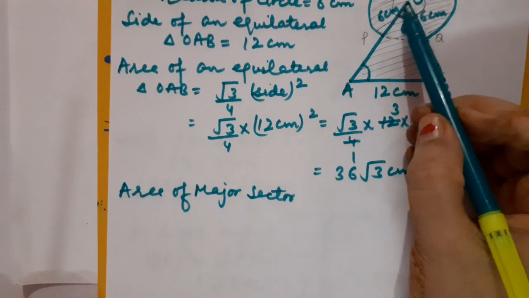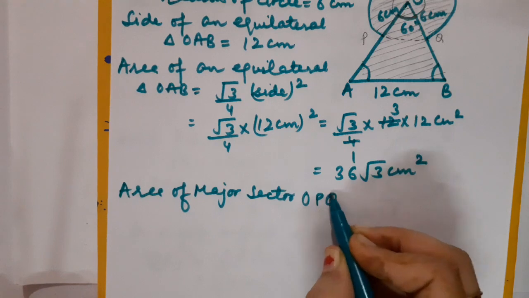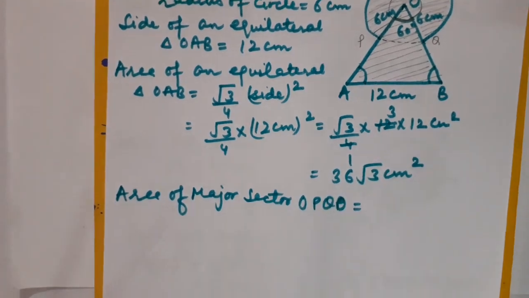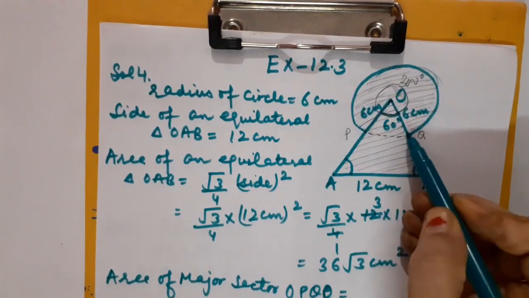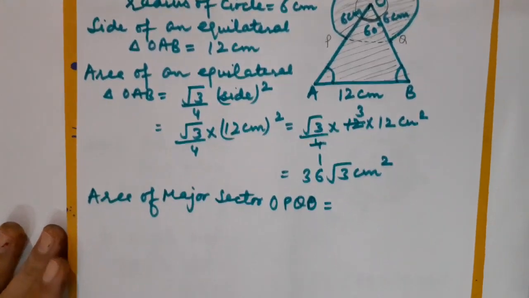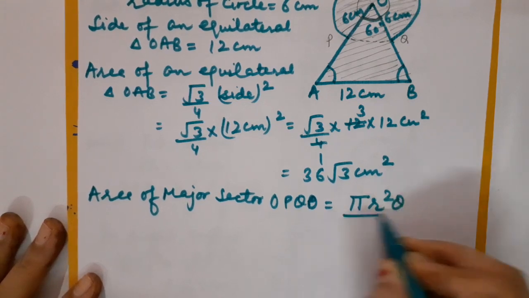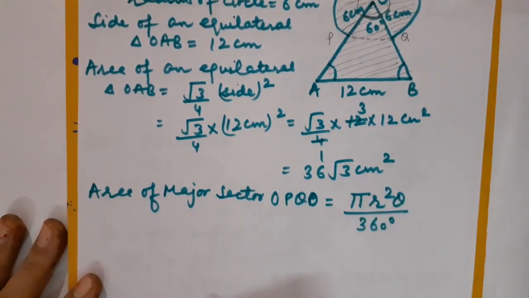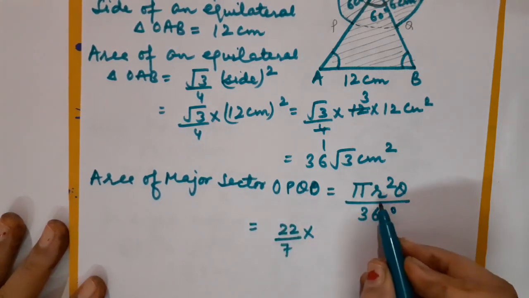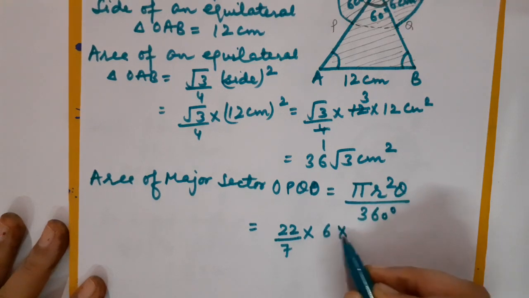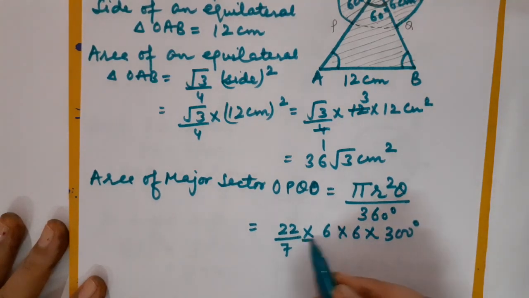What is the name of the major sector? You know that it is OPQO. Correct? So, how is the name given? Please be alert. This is OPQO. Okay. So, what is the formula, children? This is pi r square theta upon 360 degree. Clear? So, the value of pi, you are supposed to write down 22 by 7. Radius, what is the radius? 6 centimeter into 6 centimeter. Theta is 300 degree.